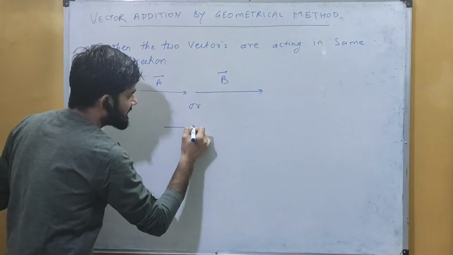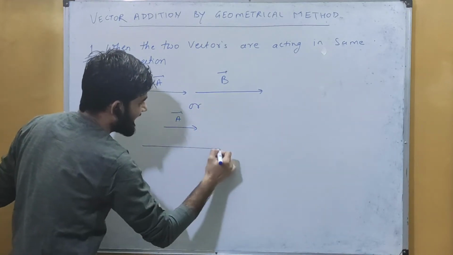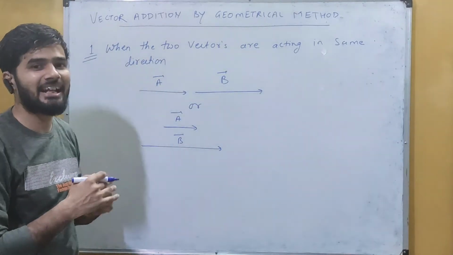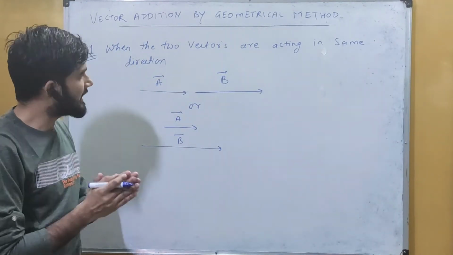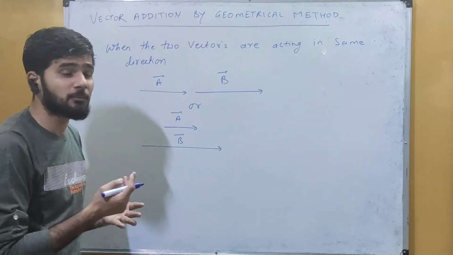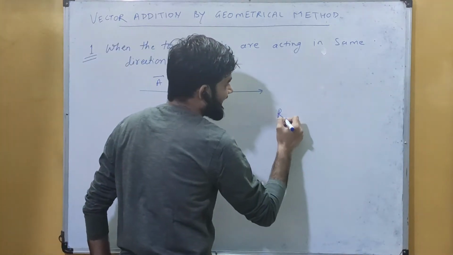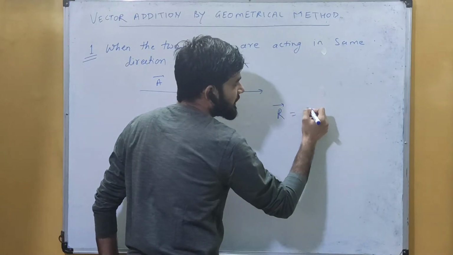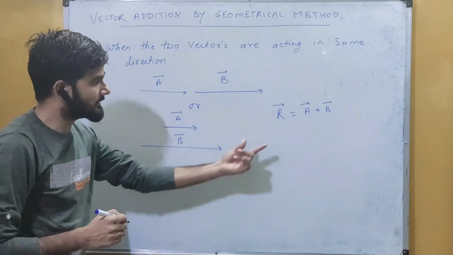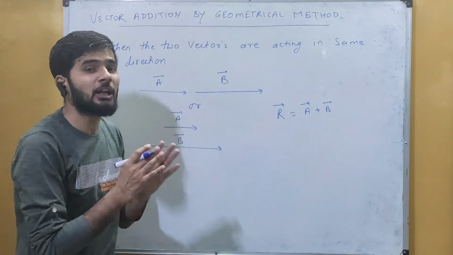You can draw it this way as well. This is vector A and this is vector B. In both cases, both the vectors are acting along the same direction. Now here we have to find the resultant one. How can we find the resultant in terms of notation? In terms of notation I can write this resultant R is equal to vector A plus vector B. Okay, here it is in the form of vector notation.